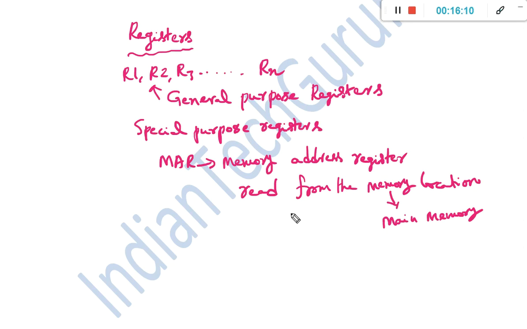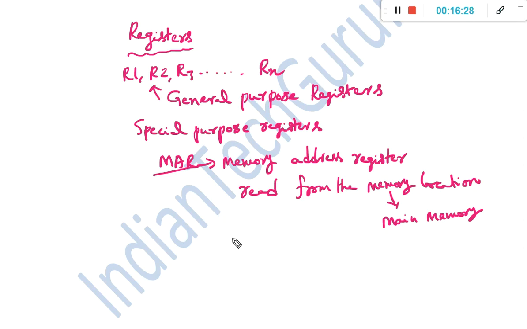So what is the purpose of a memory address register? It is going to fetch a value present in a particular memory location and store it in a particular register.